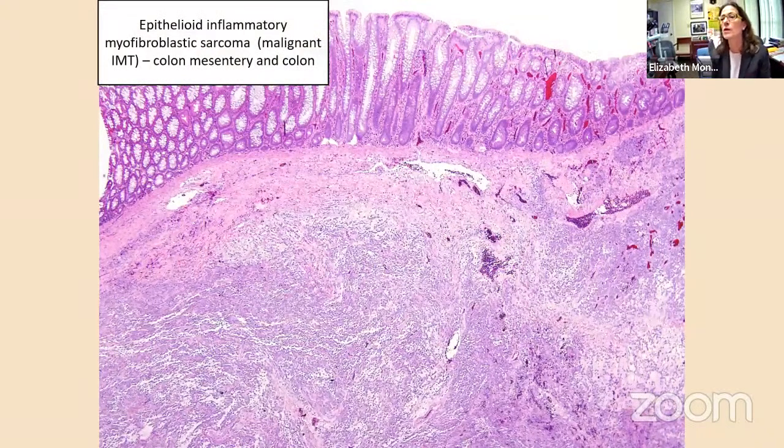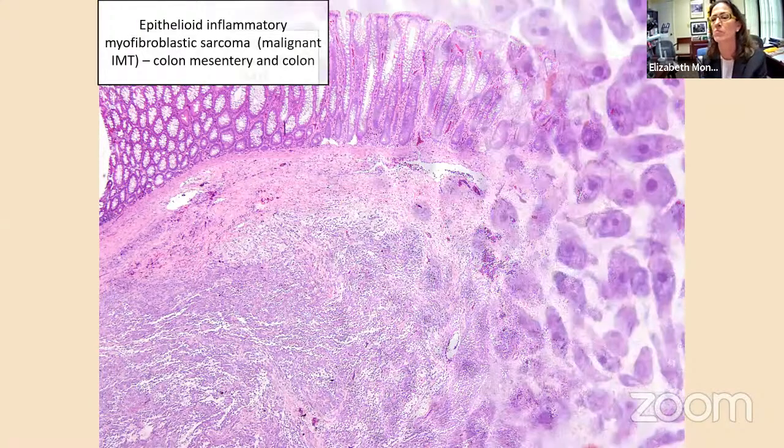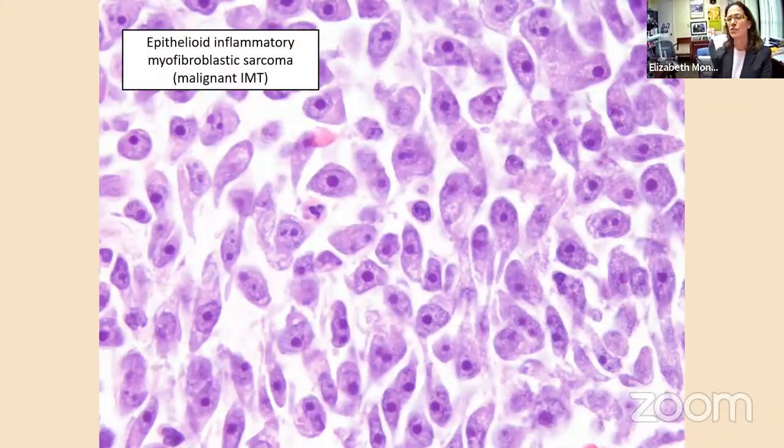So here's how they look. You can see we're in the mesentery of the colon. You can see that the lesion has extended all the way to the submucosa and looks very monotonous and far less inflammatory than classic IMT. At high magnification, you'll notice two things: macronucleoli, and I've tried to show you a neutrophil here. These tend to have neutrophils.